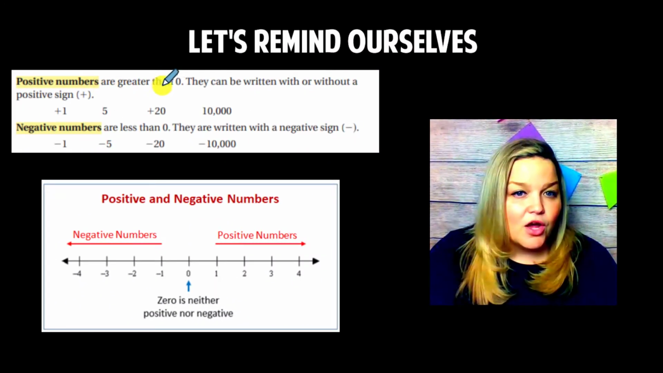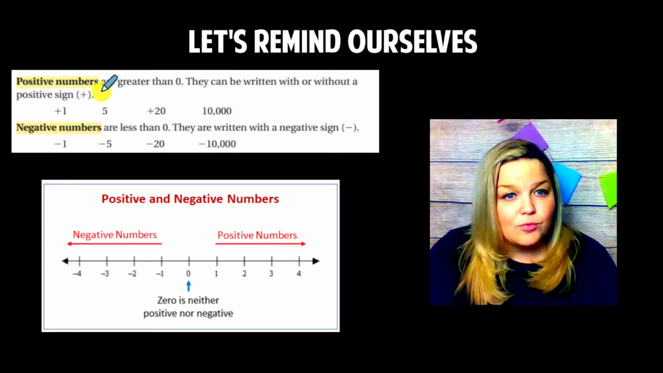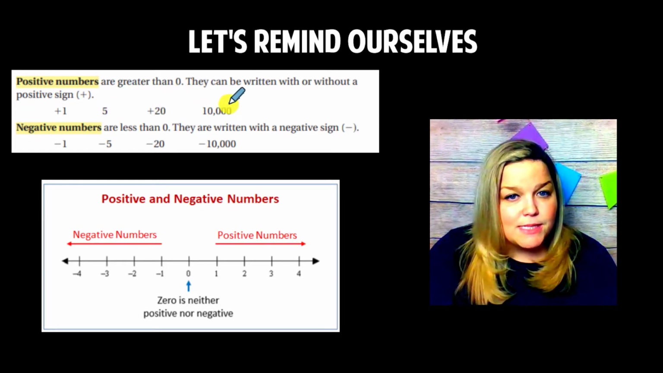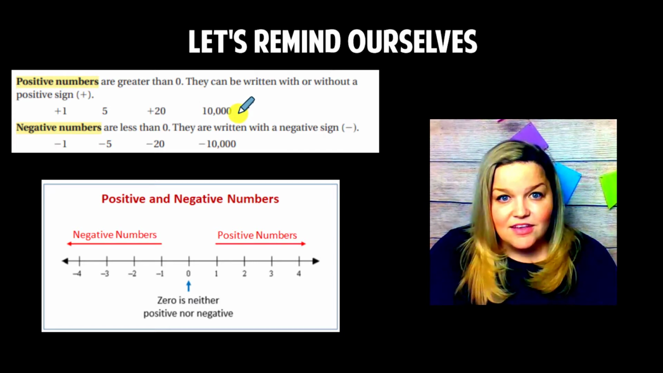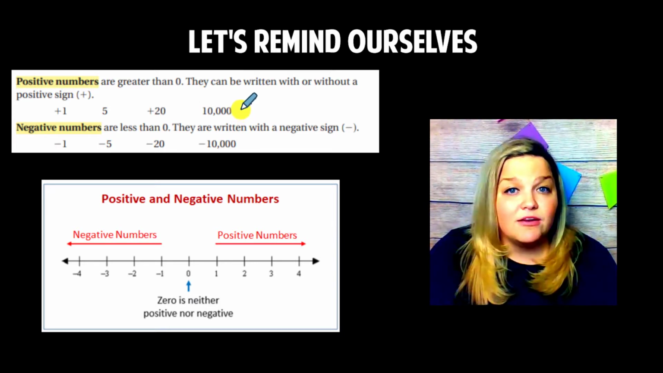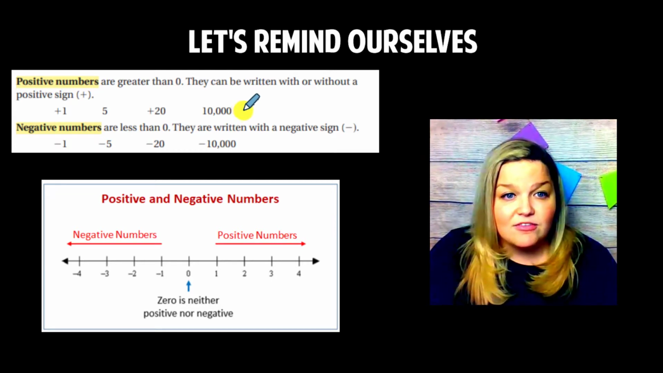Positive numbers are greater than 0. They can be written with or without a positive sign. So some examples would be positive 1, positive 5, 20, and 10,000. If a number does not have a positive symbol or a plus sign written in front of it, you can assume that the number is positive.